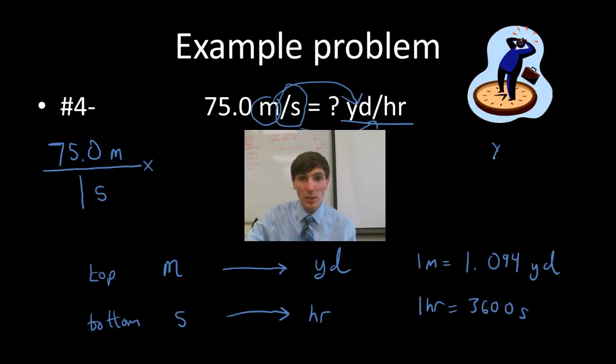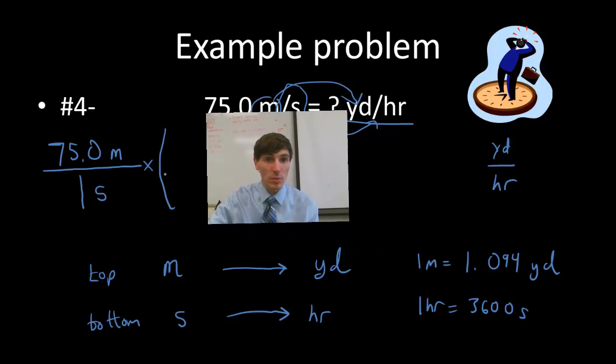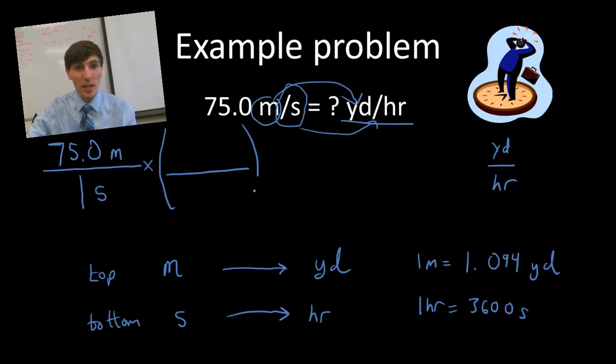So at the very end of this problem, I need to get yards per hour, and I need my answer to have those units. So we're going to use some dimensional analysis to get our units to cancel out in a way that we want. So I'm going to go from meters, and I want to get yards on top at the very end. So I'm going to go ahead and put yards on top. I'm going to let the units be my guide. I need to get rid of meters.